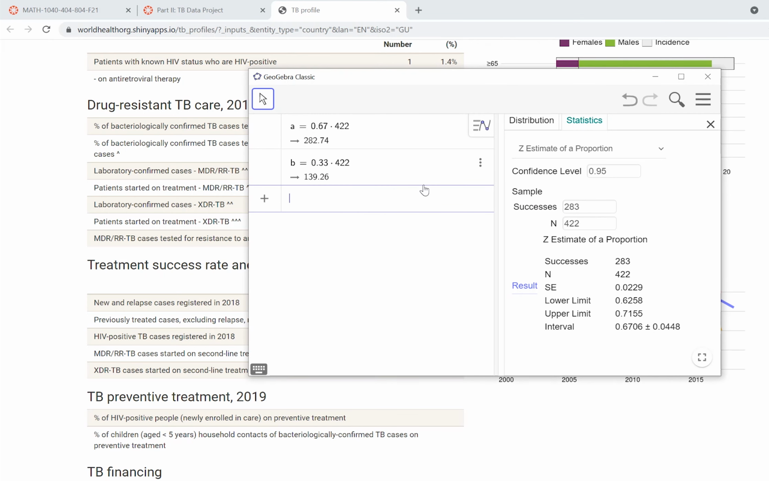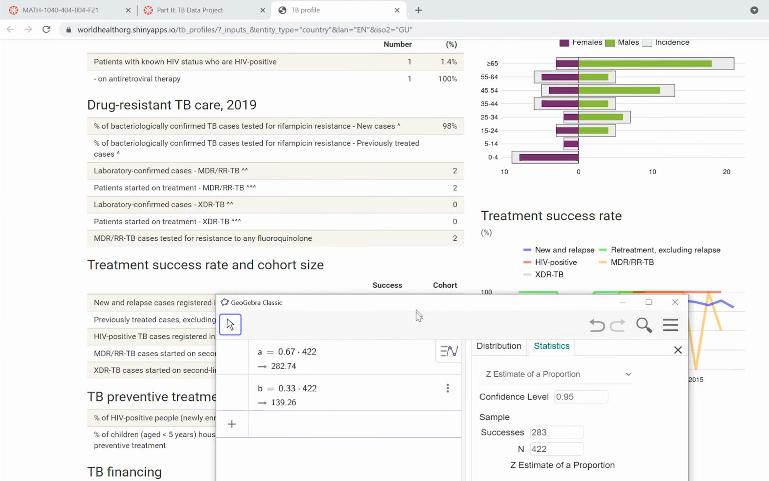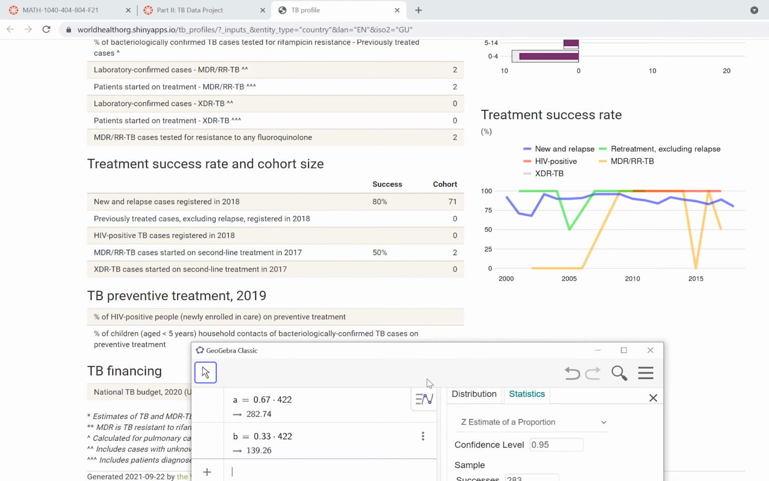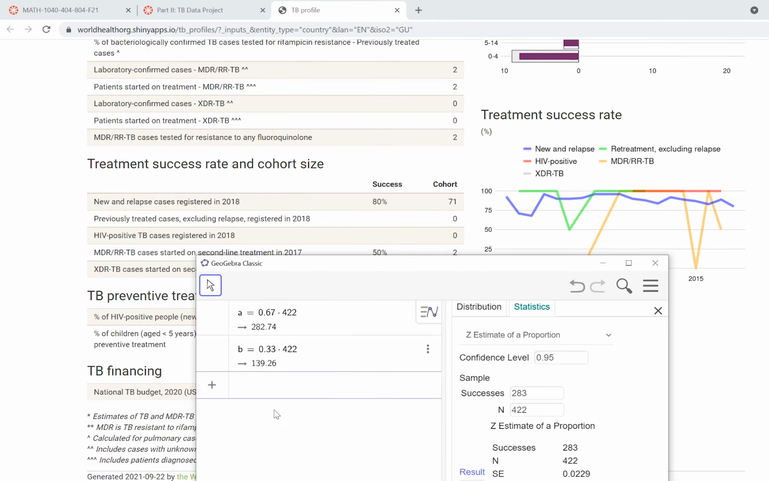In this situation, if I do my cohort size of 71 and multiply that by my success rate, so 0.80 times 71, I get 56.8, which is greater than 10. And I can also do the failure rate, which would then be 20%, times 71, which is also greater than 10. Note that this is just barely greater than 10. This gives me 14.2. 14.2 is just a little bit above 10.